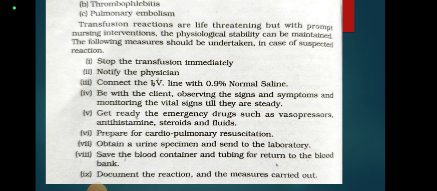Prepare for cardiopulmonary resuscitation. Obtain a urine specimen and send to the laboratory. Save the blood container and tubing for return to the blood bank. Document the reaction and the measures carried out.